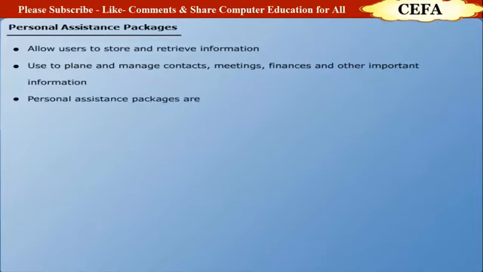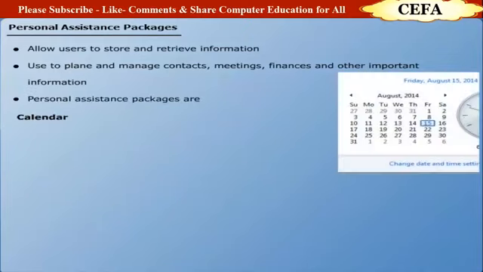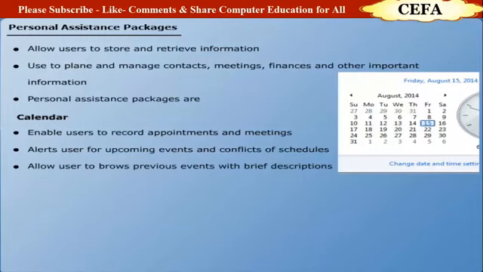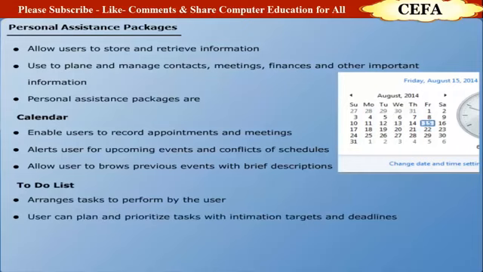Calendar. Calendar enables users to record appointments and meetings. It alerts the users of upcoming events and also informs them in case of any conflicts when a new event is scheduled. It also allows users to browse the previous events with brief descriptions. To-do list. To-do list arranges the tasks to be performed by the user. A user can plan and prioritize the tasks with initiation targets and deadlines.